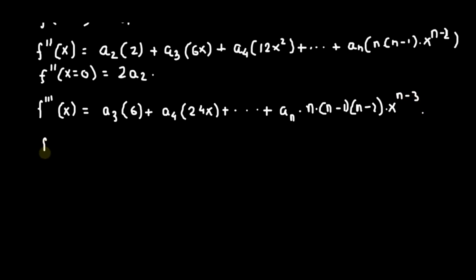Now we calculate the value of f triple prime x at x equals 0. That gives us 6 times a3. So I'm going to list out the value of the fourth derivative. The fourth derivative of the function f(x) calculated at 0 is going to be equal to 24 times a4.